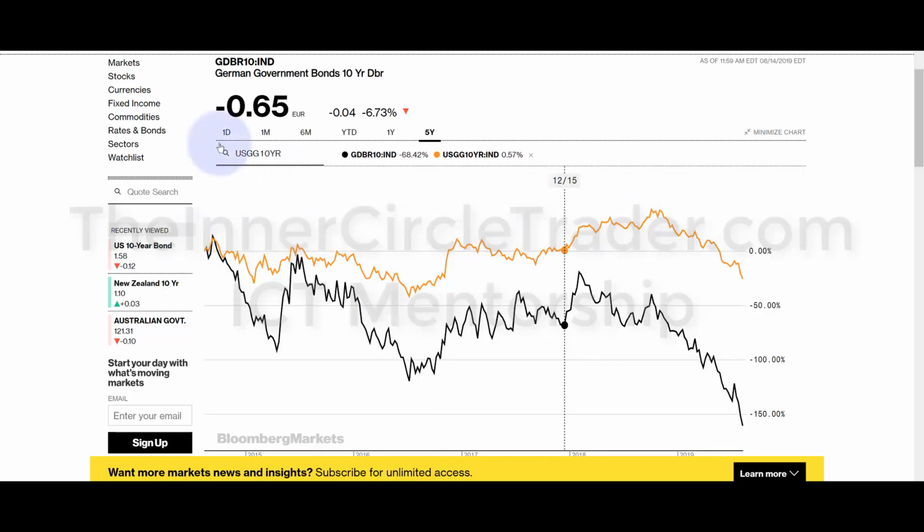And all you have to do is over here, it'll say compare, with the little magnifying glass. Put this in that box, USGG10YR, and then it'll pop up down here as a choice. Click it, and it'll populate the chart with this overlay.